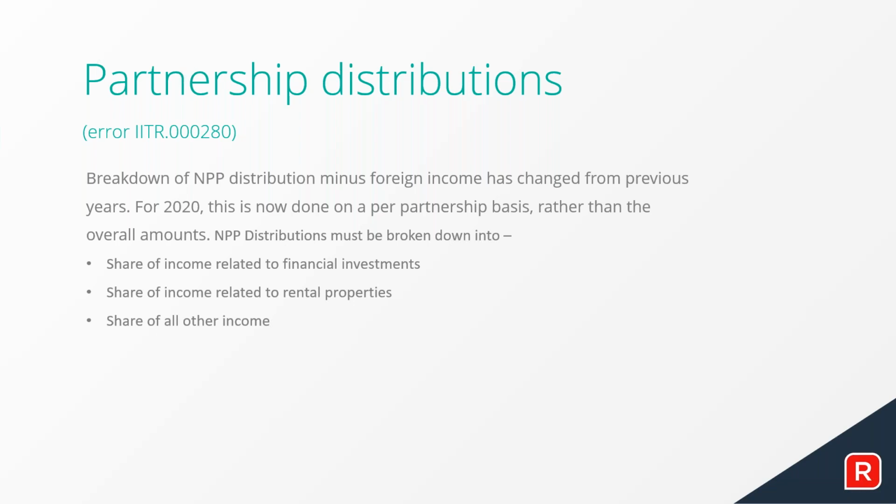So basically, the breakdown of the non-primary production distribution minus foreign income has changed from previous years. It's now done on a per partnership basis rather than the overall amounts. So distribution is now broken down, as always, onto shared income related to financial investments, shared related to rental properties and all other shared income. But this is now done on a partnership basis rather than an overall basis.